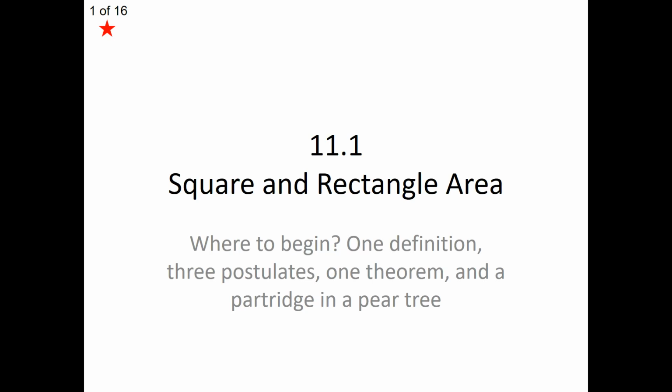So today we begin a new chapter investigating area. Where we actually begin with area is first talking about the definition of area. We'll then move into three postulates related to area, and then we'll prove our very first area theorem, which is really an area formula, and of course, what would be left out if we didn't have a partridge in a pear tree. So let's dive into talking about area.